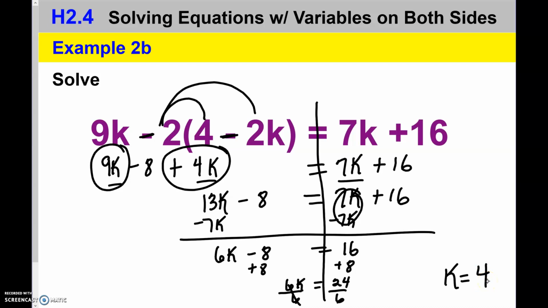So we did distributing first, and then I had k's on the same side, so you just have to do what the math says to do. And because that was a plus 4k, we're going to go 9k plus 4k. Then when you go on opposite sides, that's when you do your opposite operation. And we ended up with k equals 4.